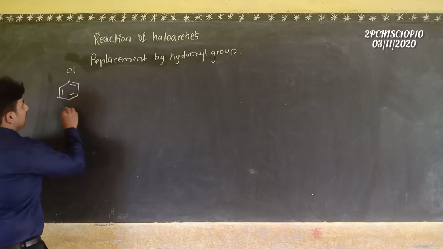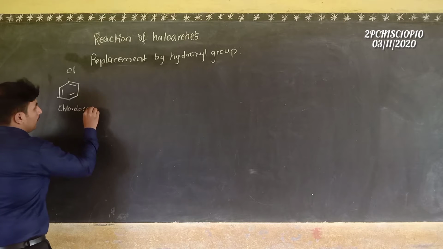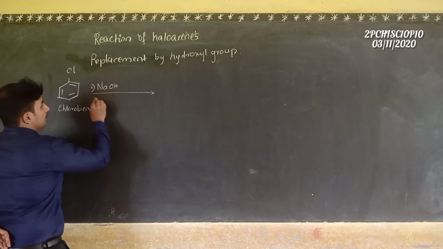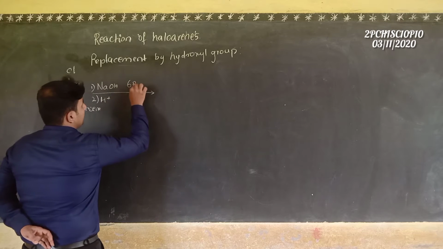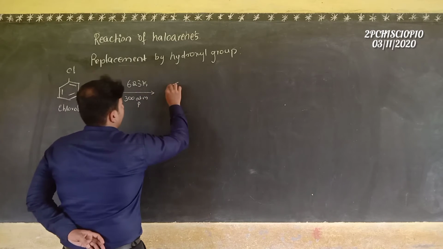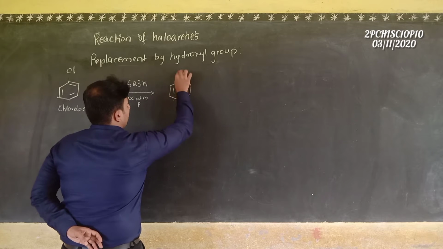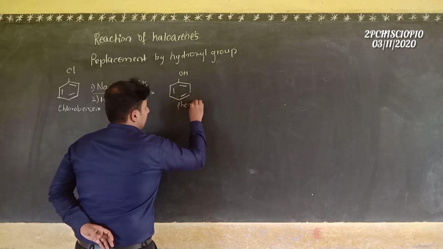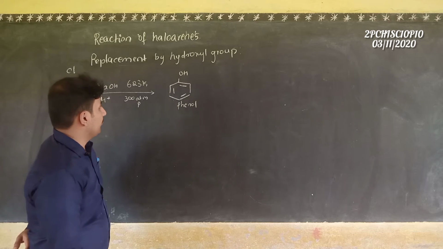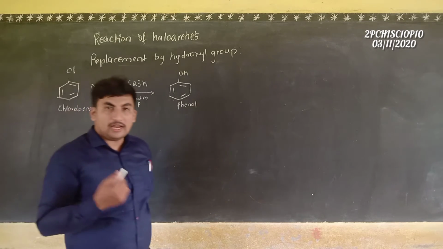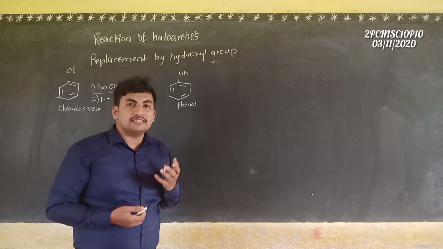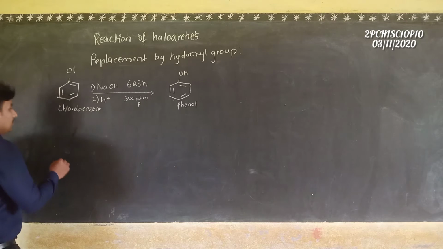When chlorobenzene is heated with NaOH at 623 Kelvin and 300 atmospheric pressure, phenol will be obtained. Phenol has the hydroxyl group directly attached to the benzene, which is called phenol. If an electron withdrawing group is attached to the haloarene at the ortho and para positions, it will increase the reactivity of the reaction. Let us take some examples.